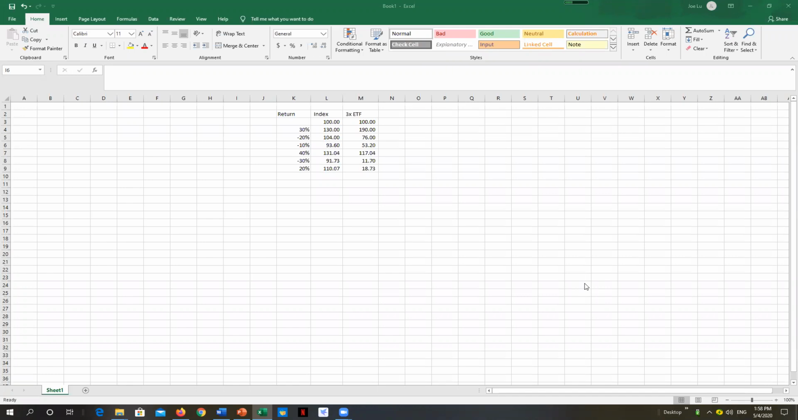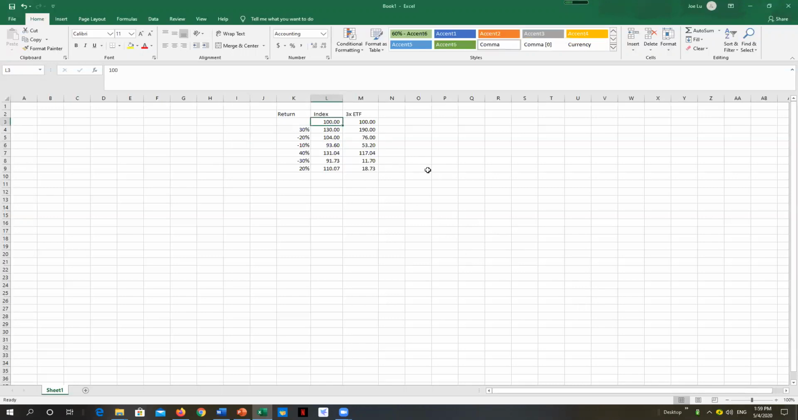Here in this video, I'm showing an example of what we talked about last time related to the arithmetic versus geometric average. In the earlier video, we talked about how, if you look at the leverage ETFs, you are actually impacted by this mu minus half sigma squared term. So I'm showing an example here.